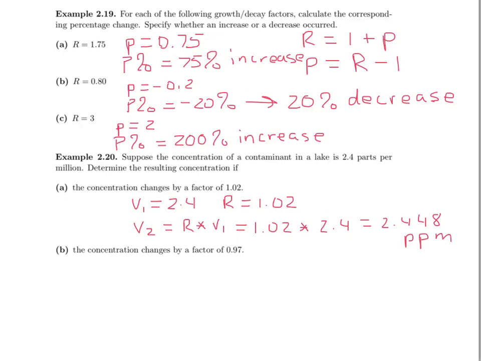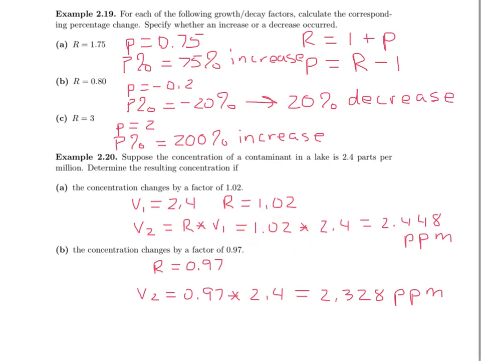Let's look at part B. In this case, the concentration changes by a factor of 0.97. So R here is 0.97. We calculate the ending concentration in the lake, V2, by taking 0.97 and multiplying by the starting concentration, namely 2.4 parts per million. The resulting concentration is 2.328 parts per million.